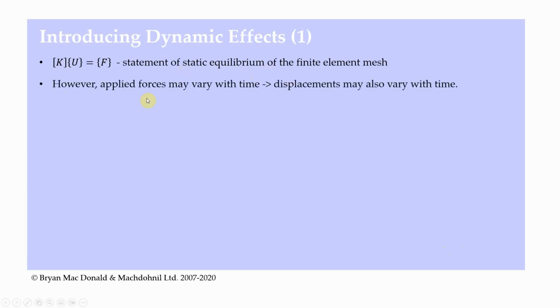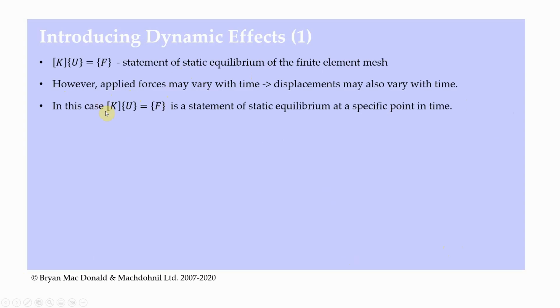So now let's talk about introducing dynamic effects. Again, K times U is equal to F is a statement of static equilibrium of the finite element mesh. However, applied forces may vary with time, which means that the displacements will also vary with time. In this case, K times U is equal to F is a statement of static equilibrium at a specific point in time rather than throughout the entire problem. So in a static problem, K times U is equal to F holds for the entire problem, but in a dynamic problem, it holds only at a specific point in time.